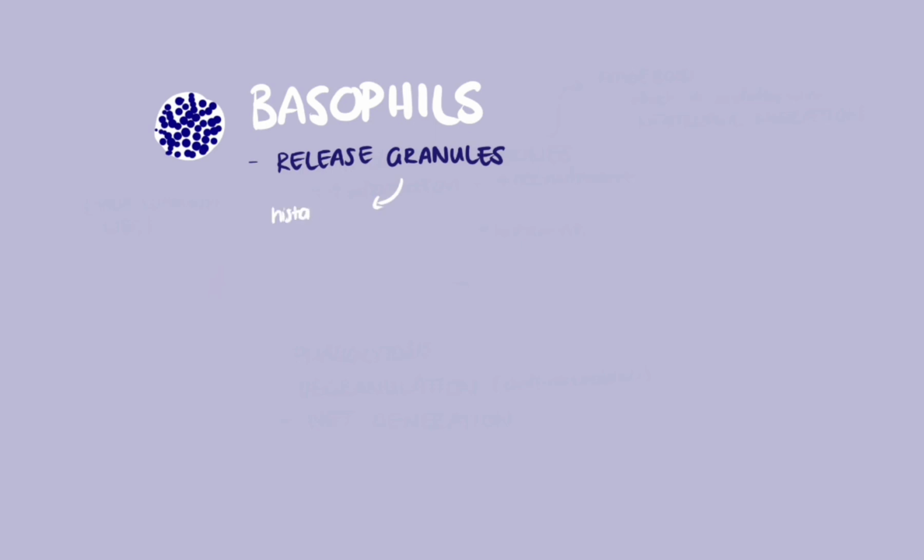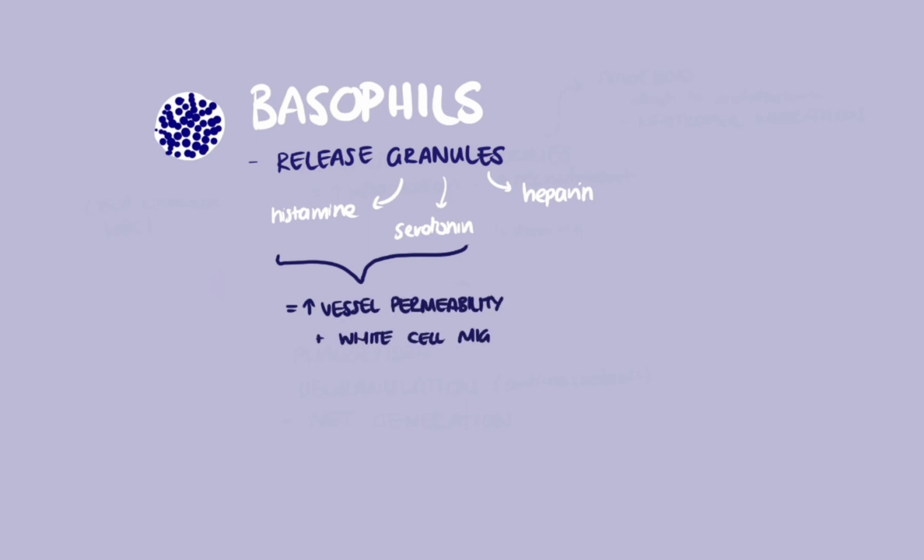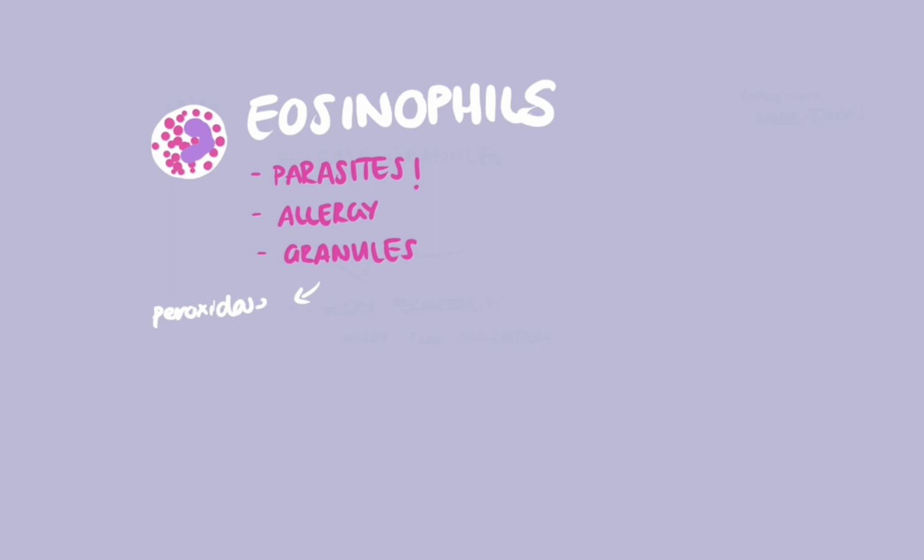The next type of cell we'll talk about are basophils, and they have granules which stain blue. They're quite similar to mast cells, also involved in allergy. And at the site of infection, they release granules which contain several different compounds, including histamine and serotonin, which increase vessel permeability and encourage migration of other white cells. The next cell type are eosinophils, and these granules stain red. The main role of eosinophils is to attack parasites, and they are also associated with allergy. They have granules too, and they contain peroxidases and enzymes which kill cells.